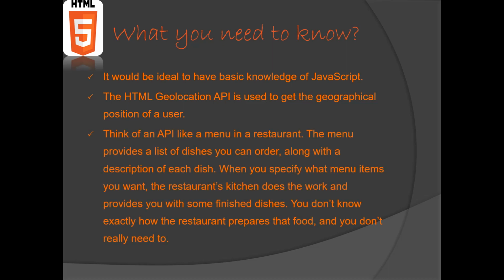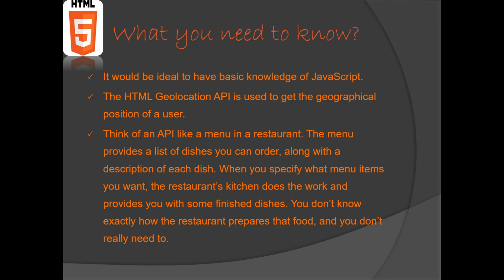And you might ask, what is an API? The easiest analogy would be to think of an API like a restaurant menu. The menu provides a list of dishes you can order along with a description of each dish. When you specify the menu items you want, the restaurant kitchen does the work and provides you with finished dishes, so you don't have to worry about how it's made. You don't really need to know that. Same thing applies to an HTML API.